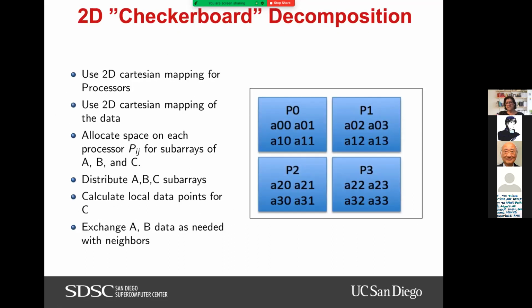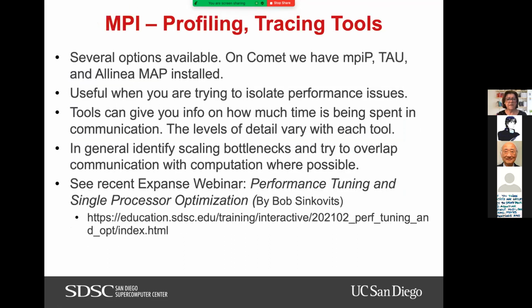Okay, so that's data decomposition. And then finally, you want to be able to profile your code. There's GNU gprof, there's TAU, and larger systems that, again, we will be going into some of that when Bob Sinkovitz speaks, but there is a feature you can put into your code. Bob Sinkovitz gave a talk on single processor optimization as a webinar, so you can find that. But here's some code you can put into your routine.